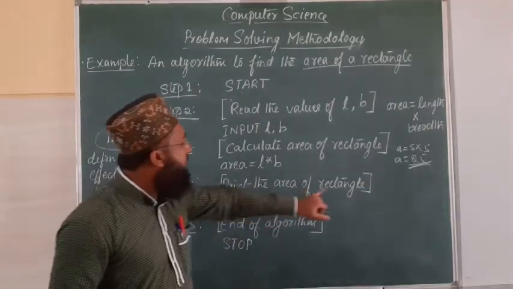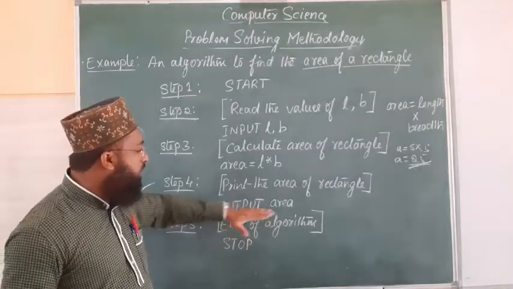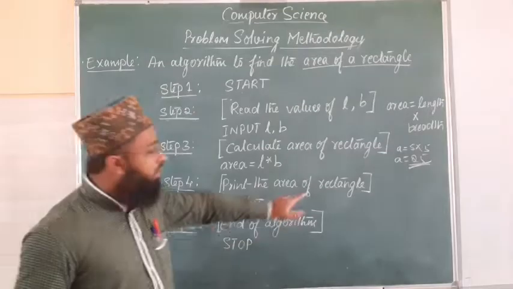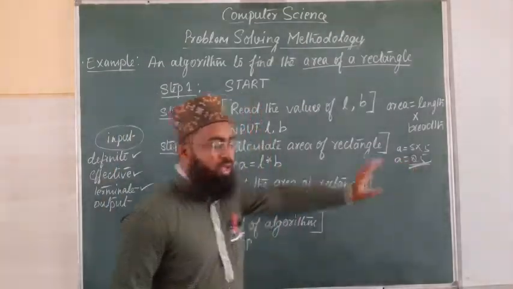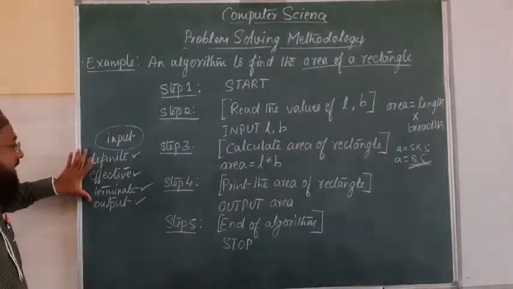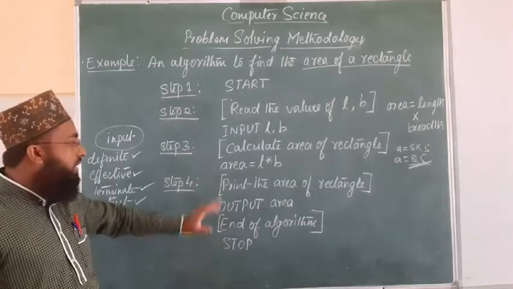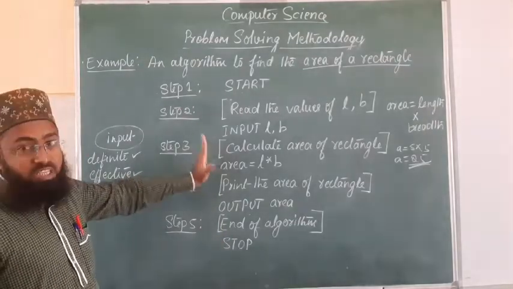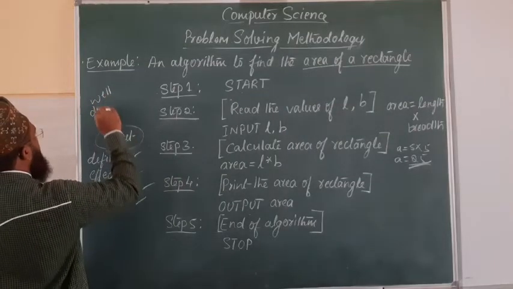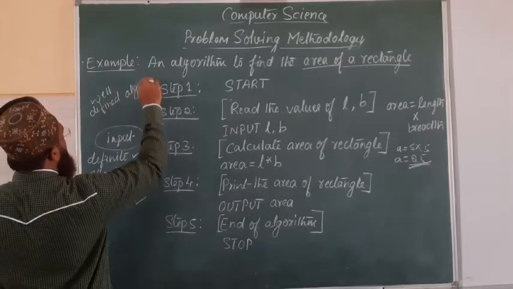See here, print the area of the rectangle. Here the output is printing. Output means the output area, that means it will print the result of area. So finally, we have got all the 5 characteristics are okay with this algorithm. Then this algorithm is said to be a well-defined algorithm.